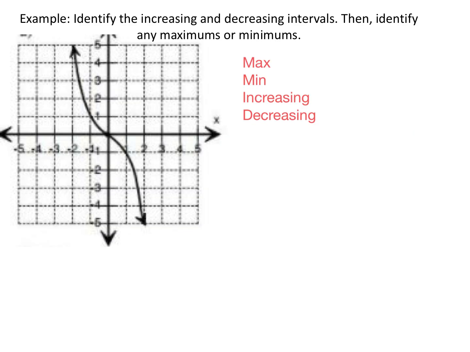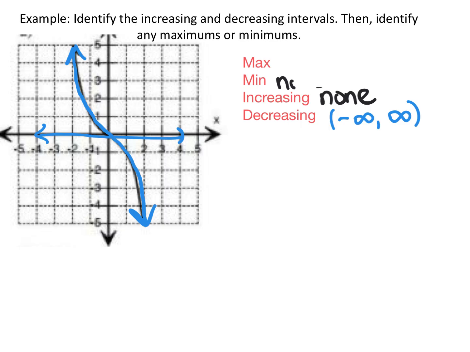In this example, I'm going downhill the whole time. From this point here, I'm always going downhill. So I would be decreasing the entire time. So from -infinity, because there's no restriction on the domain, it's decreasing. My increasing interval is none. And I also don't have a maximum or a minimum.